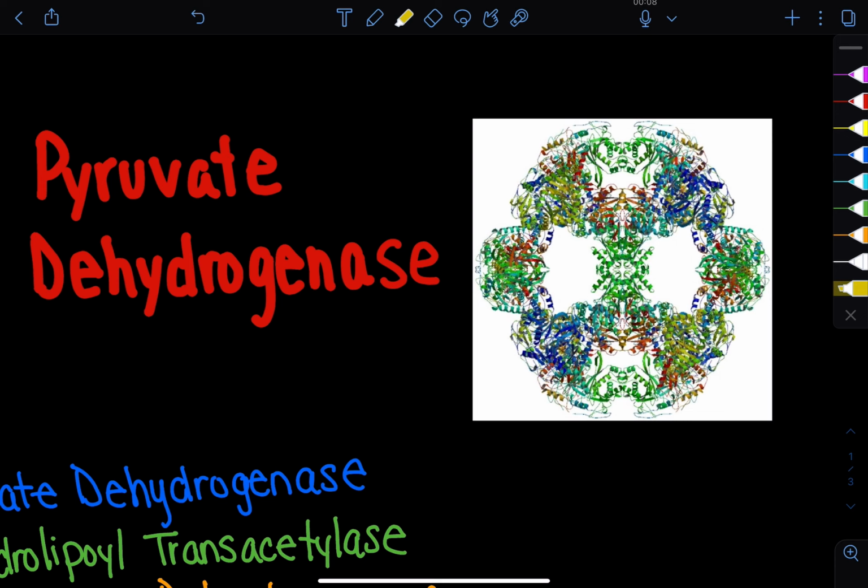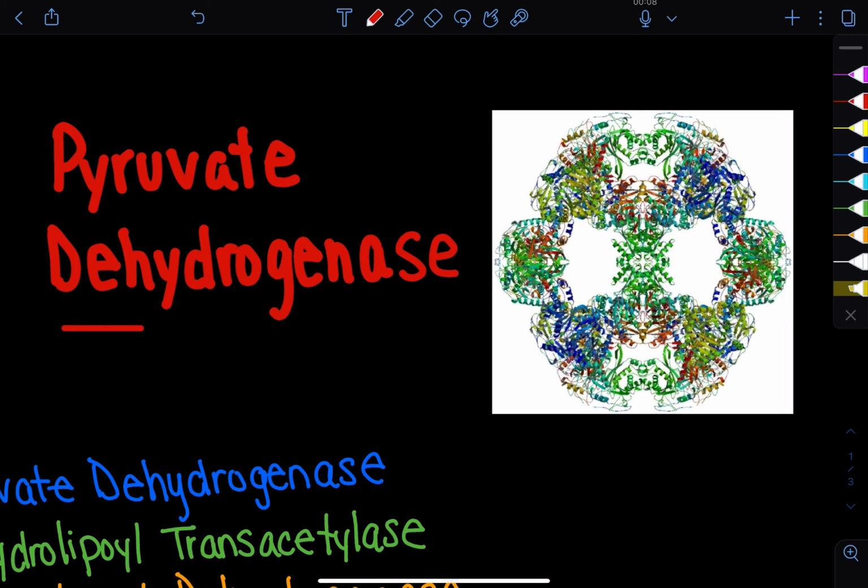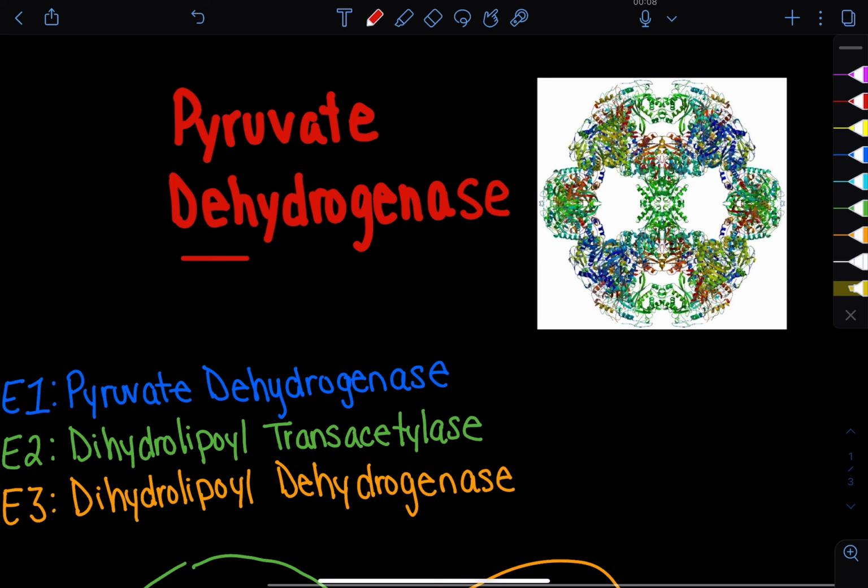So in order to go from pyruvate to acetyl CoA, we use the enzyme pyruvate dehydrogenase, and this is a very large enzyme. This enzyme has three major subunits. The first one is referred to as the E1 subunit, or pyruvate dehydrogenase subunit. E2 is the dihydrolipoyl transacetylase subunit. And E3 is the dihydrolipoyl dehydrogenase subunit.